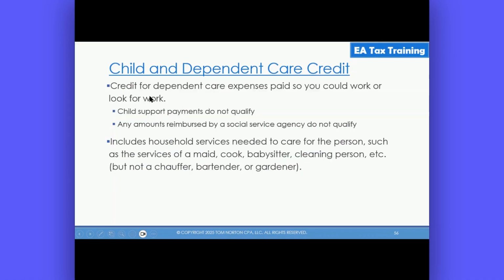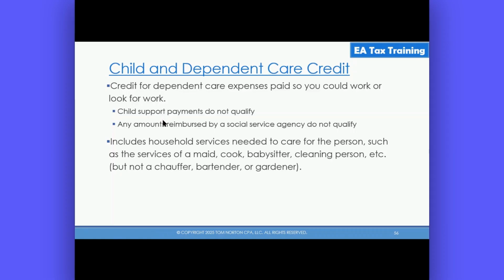Reminder that this is a credit for dependent care expenses paid so you could work or look for work. Child support payments do not qualify, so you can't say, well, I'm paying my former spouse child support to care for our child. That does not work. Child support payments are never deductible, so you can't call those child support payments dependent care and get this credit for them. And any amounts that are reimbursed by social service agencies do not qualify. So this has to be unreimbursed expenses that you have for the child care in order to qualify.